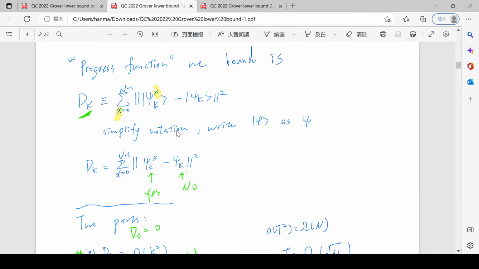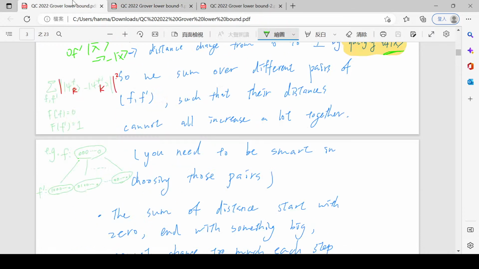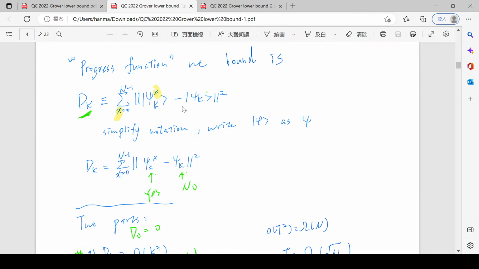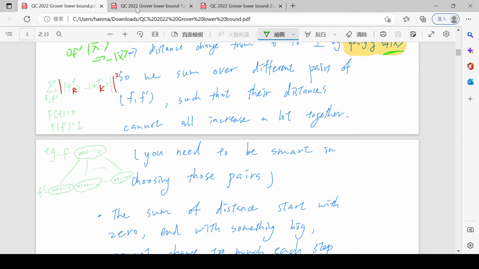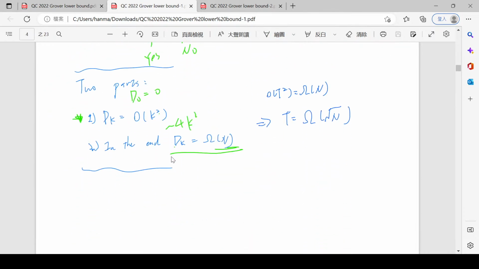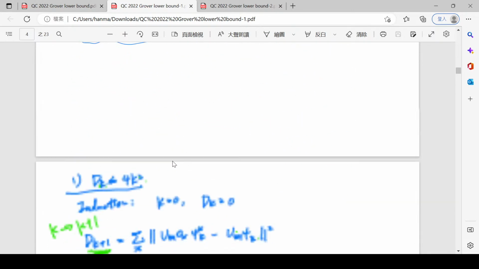This is the progress function we sum over, and we need to sum over all of those because if you just consider a specific pair, then it's very easy to distinguish, even for a classical algorithm. Say you are trying to distinguish the all-zeros string and 0, 1, 0, 0, 0, then you just query the second location and you can distinguish f and f prime. But if you sum over, or basically average over, all possible x locations, then it's pretty hard to distinguish. And you can kind of see that in our calculation.